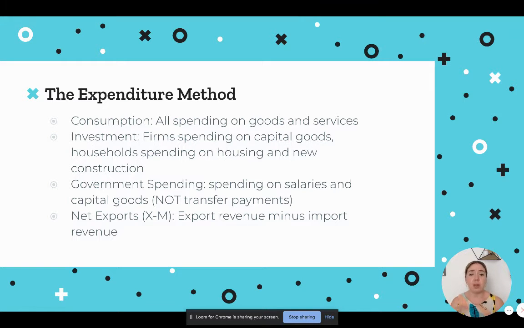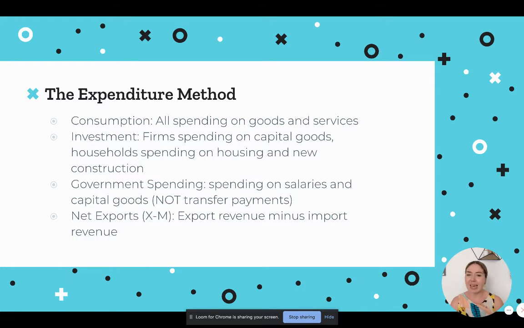So I said that consumption is all spending on goods and services. That was easy. Investment, though, isn't just the firm's spending on capital goods, okay? It isn't just money going into that. It's also if households spend money on major purchases like housing and new construction. And the reason for that is because those major purchases increase in value and have resale value. Okay, they're significant and they will be transferable later. So we consider it an investment to have purchased that.